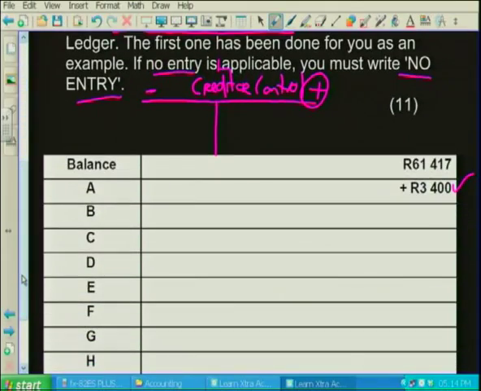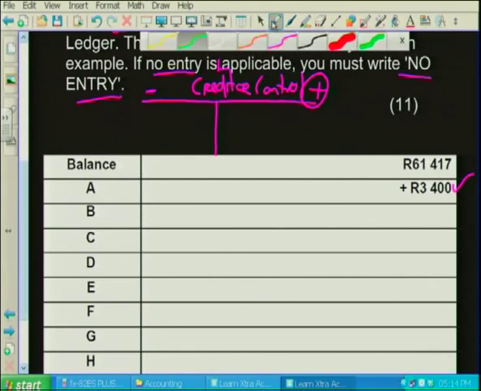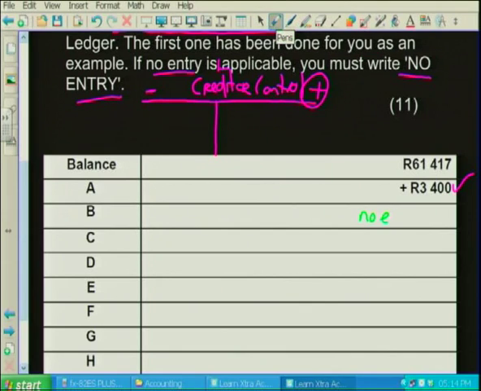Okay, remember, guys, something that I forgot to do for B, there was no entry. So I should have actually written that down. Let's just do that quickly. No entry because it didn't affect our control account. There we go. Right, and now we can look at C. For C, we're now adding on interest, so the total that we are owing our creditors has to increase. We're going to add on the interest of 258 Rand.